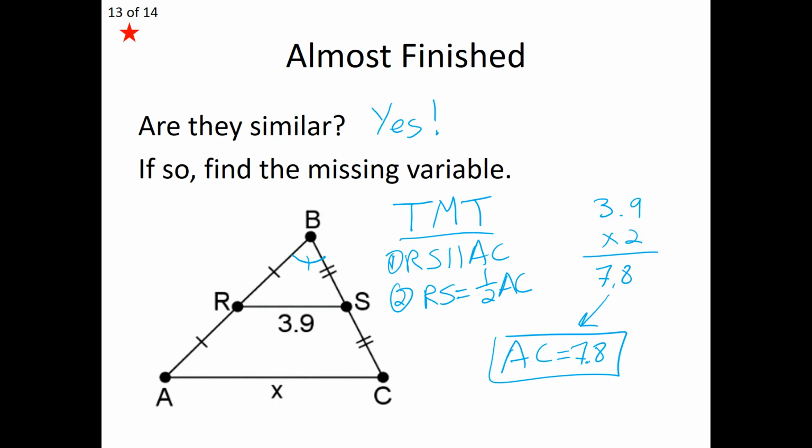I know RS, which means just double it to get AC. I could work backward. Let's say I gave you AC, you could work backward to figure out what RS is, again using the same theorem, the triangle mid-segment theorem.